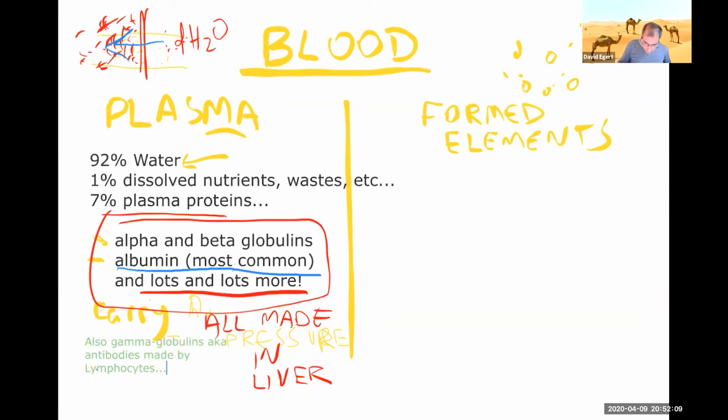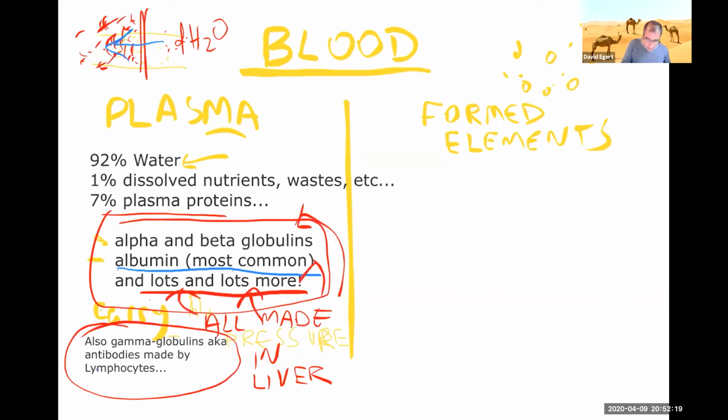Let me make sure you can read it. So these are all made in the liver. But if we're going to be complete, there are some plasma proteins not made by the liver, these antibodies, which are made by lymphocytes that are part of your body defenses. I'll talk about these a little bit in a few moments, but in this class we don't go into depth into the immune system that way.